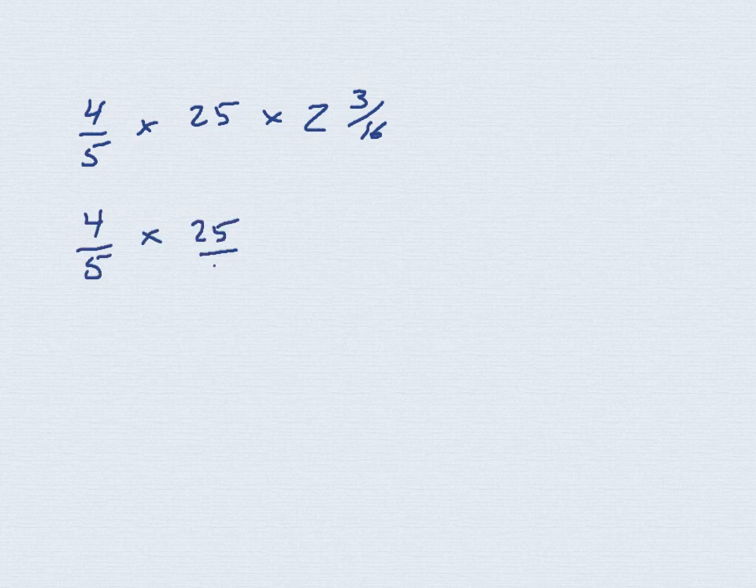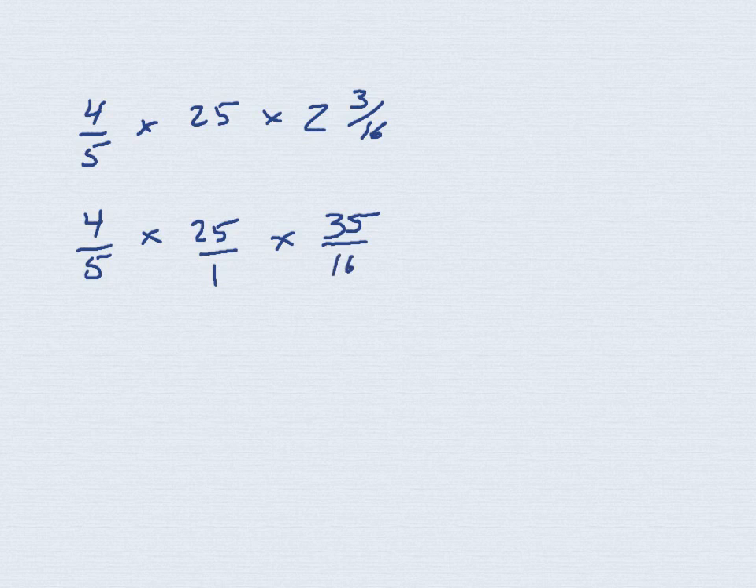Here's another kind of example. 4 over 5 times 25 times 2 3/16. There are two cautionary notes here. The first one is the second fraction does not have a denominator. You must make one. So 4 over 5 times 25 over 1. All whole numbers are written with a denominator of 1. And then this third fraction must get converted to improper. So 2 times 16 is 32, plus 3 is 35 over 16.